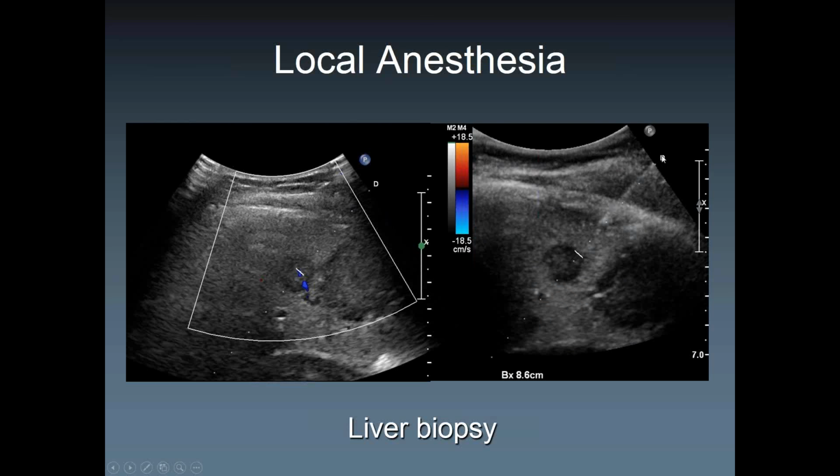And now we're going to do the local numbing. The local numbing goes through muscle in here, goes to peritoneal layers, and goes into the capsule if possible. You can't always do that because people are moving around and that kind of stuff, and some people don't feel comfortable going to the liver capsule.